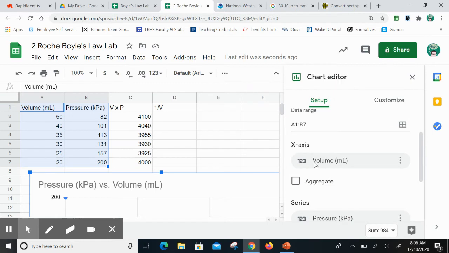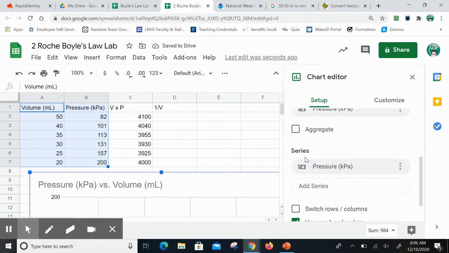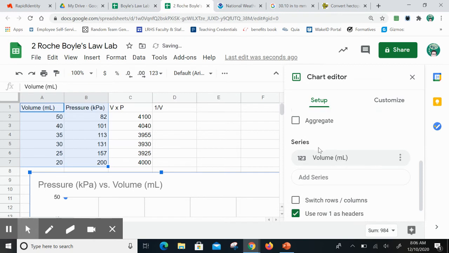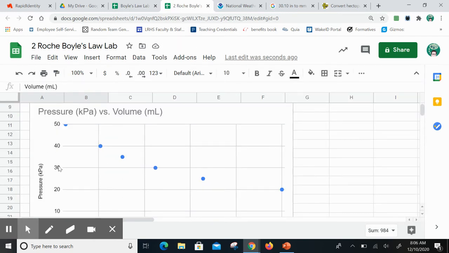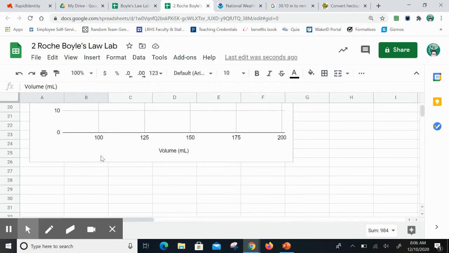And I want my x-axis not to be volume. I want my x-axis to be pressure. And then it's, well, what about your y-axis? It calls it a series. And I want my y-axis to be volume, and then close. And then look how lovely this is. It took care of it. Now these are my volume readings, the 50, the 40, the 35, the 30, and these are my pressure readings.